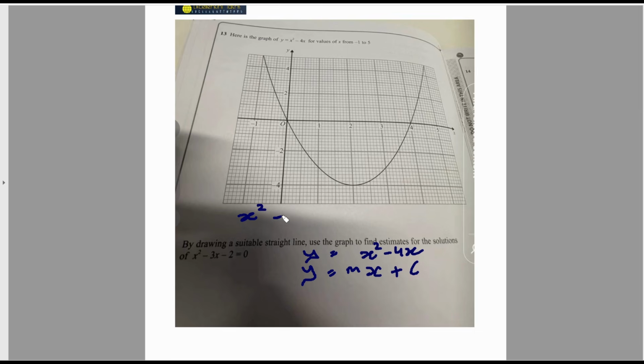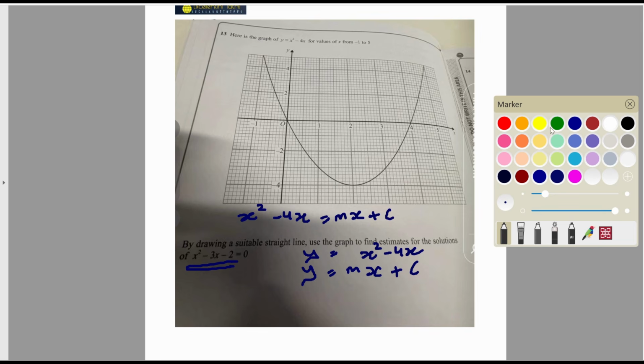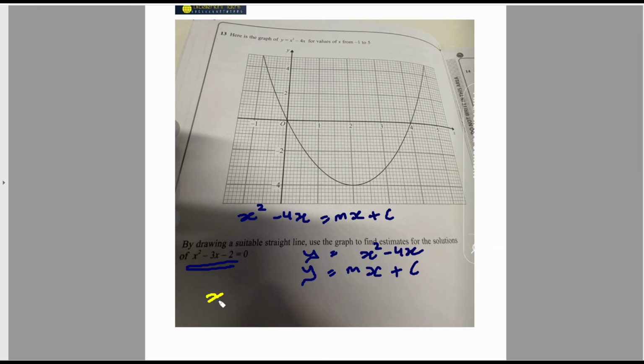You get x squared minus 4x equal to mx plus c. When you bring everything to one side to make it look like this one, let me use a different color to make it easy for you to see. It's going to be x squared minus 4x minus mx minus c equal to 0. It's supposed to be the same as x squared minus 3x minus 2 equal to 0. So when you compare, you need to make them equal to each other.